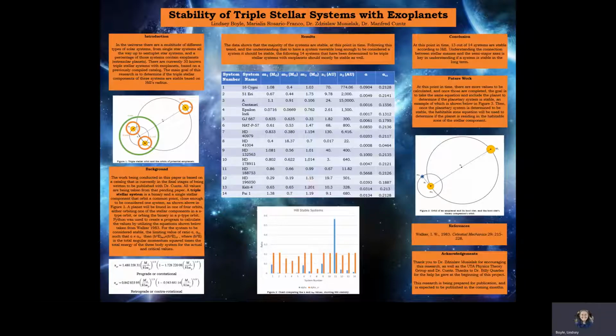Python was used to create a program to calculate the values by utilizing the equations shown below taken from Walker 1983. For the system to be considered stable, the limiting value of ratio alpha, or A1 divided by A2, now known as alpha critical, is stable such that alpha is less than or equal to alpha critical, which is the same as where the total angular momentum squared times the total energy of the 3-body system for the actual and critical values are the same. So the actual is less than or equal to the critical.